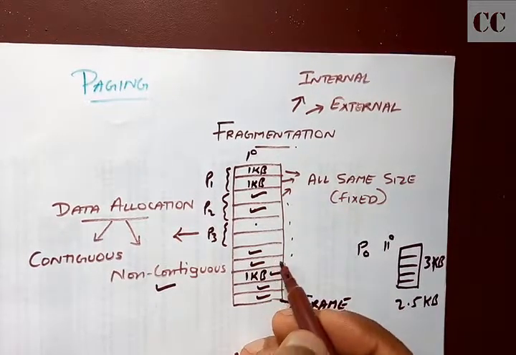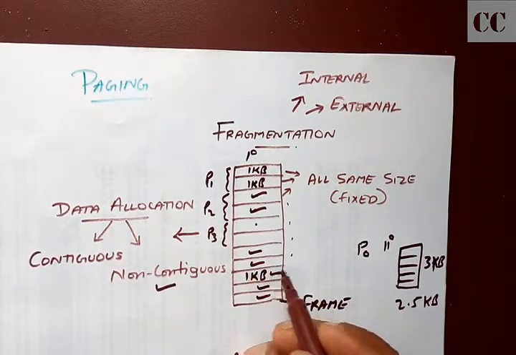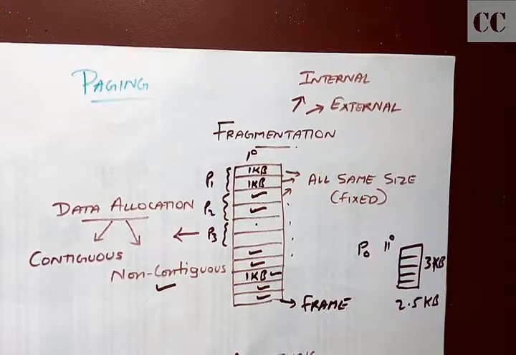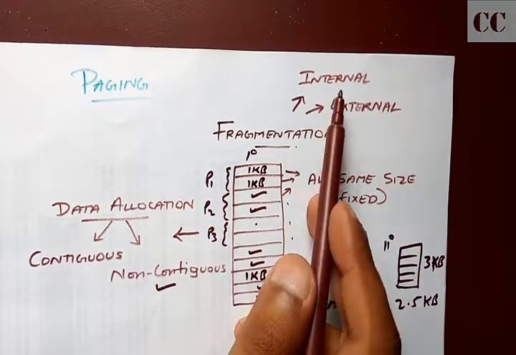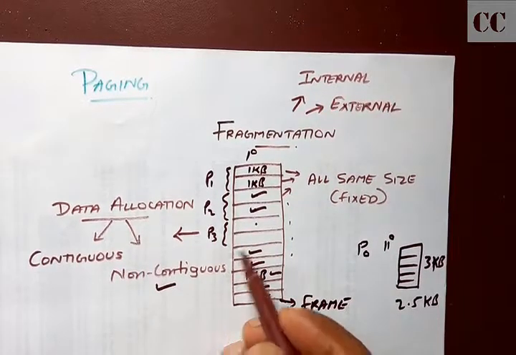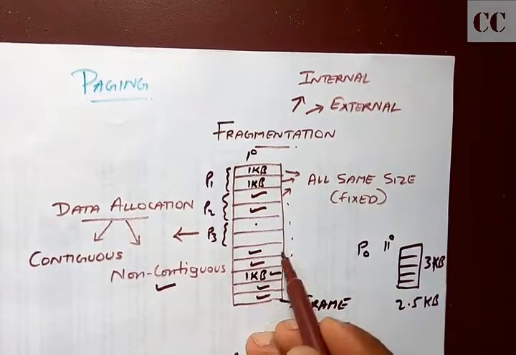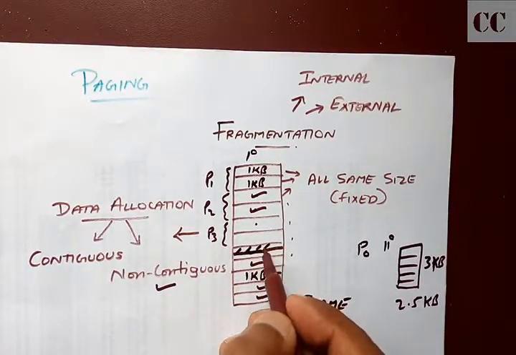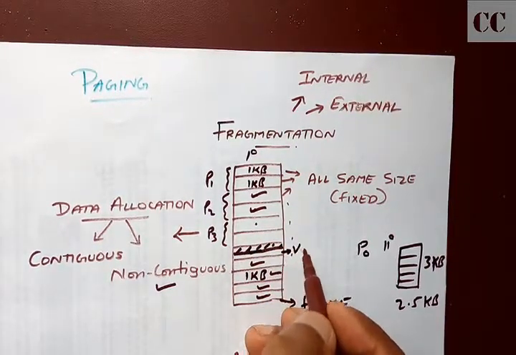So within these frames, certain portions are vacant and cannot be utilized elsewhere. Such a scenario is called internal fragmentation. Inside a frame, a certain portion is occupied. Let's say this is the frame, and this portion is occupied and this is still vacant.